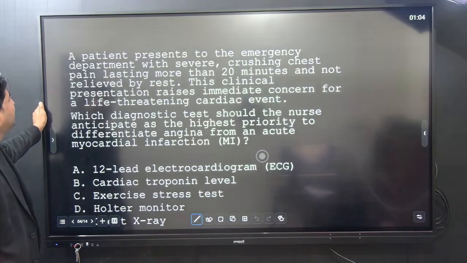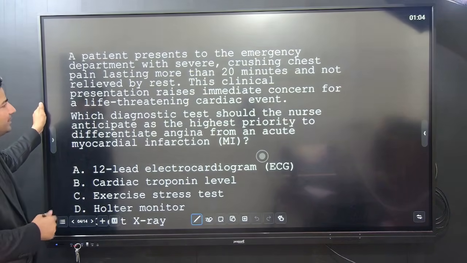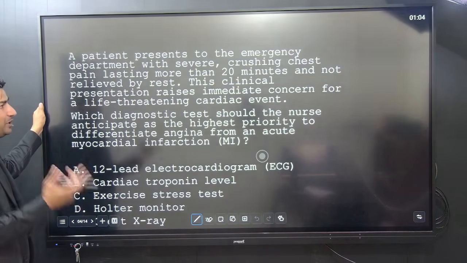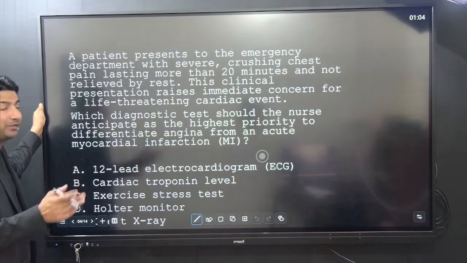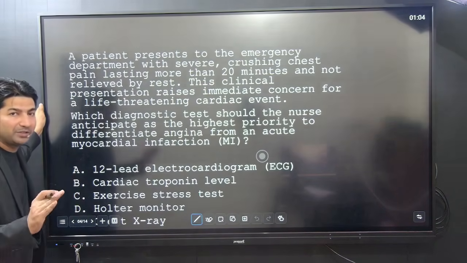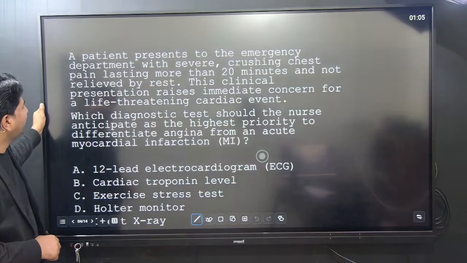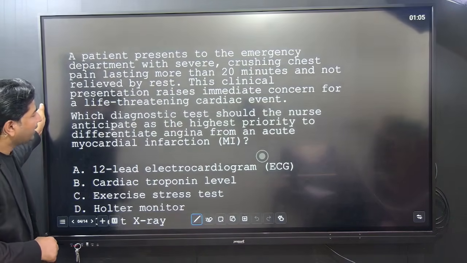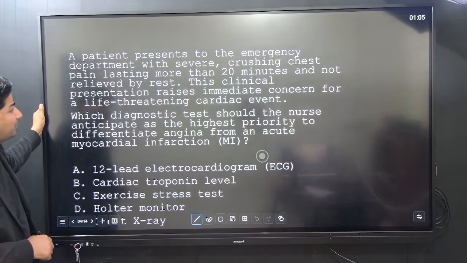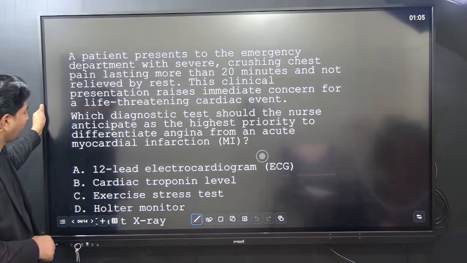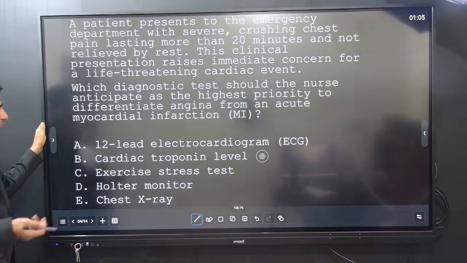A patient presents to the emergency department with severe, crushing chest pain lasting more than 20 minutes and not relieved by rest. This means there's chest pain that lasted for more than 20 minutes and wasn't relieved even after rest. So now we can think that it's not stable angina. This is unstable angina. This clinical presentation raises immediate concern for a life-threatening cardiac event. Which diagnostic test should the nurse anticipate as the highest priority to differentiate angina from an acute myocardial infarction, MI? This means we're being asked which test we perform for this patient. Which test would be given the highest priority?